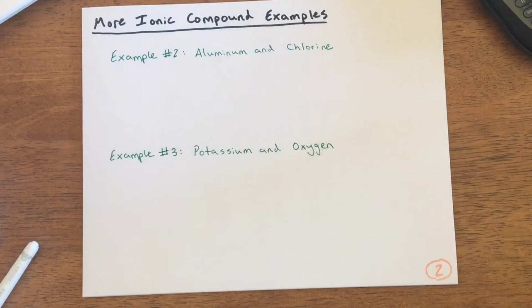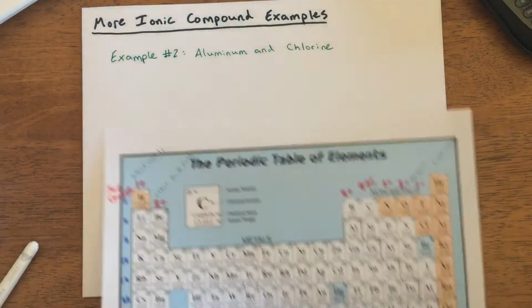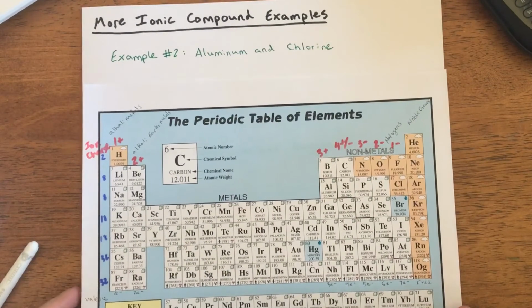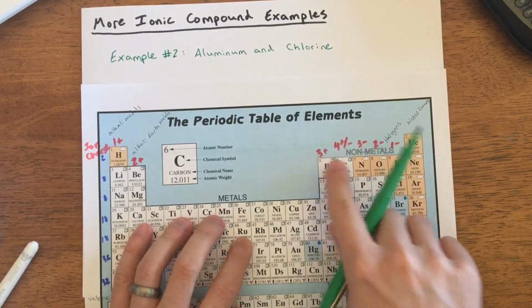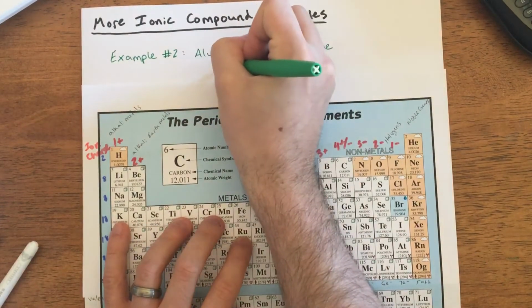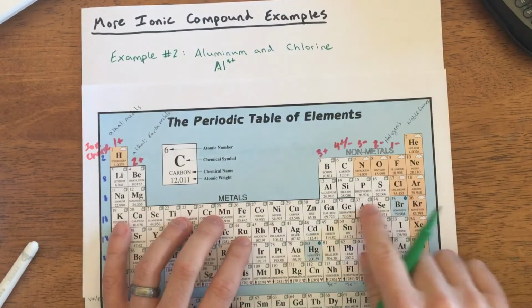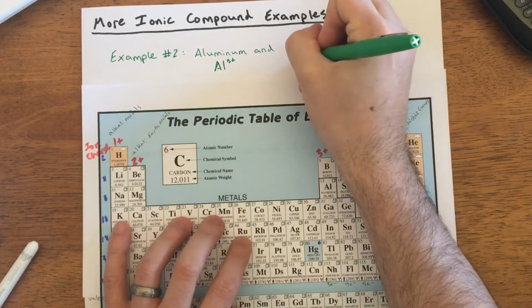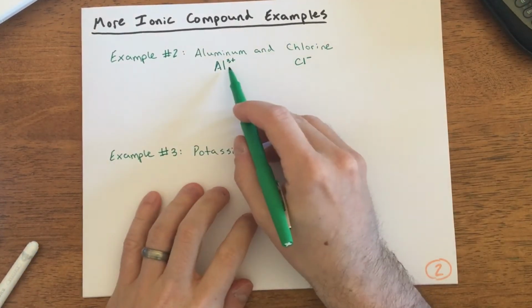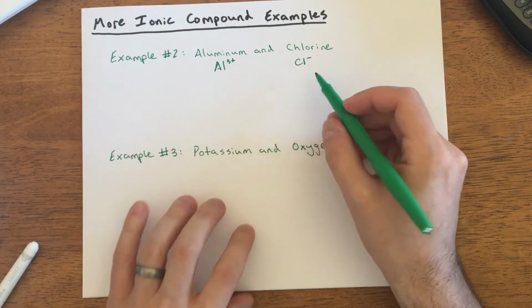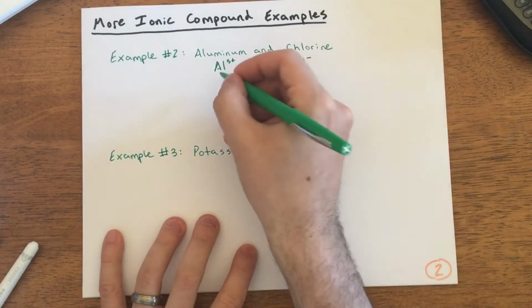So example 2, aluminum and chlorine. Let's go back to our periodic table. We can see that aluminum is in our third main column, and it has a charge of +3. Chlorine still has a charge of -1. Okay, if I put these together just as AlCl, I've got 2 more positive charges than I have negative charges, which means I need to do something like this.